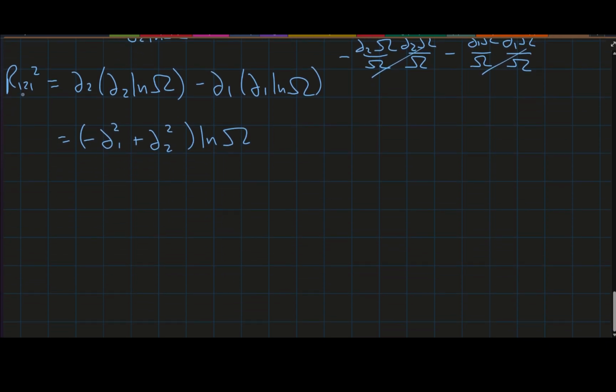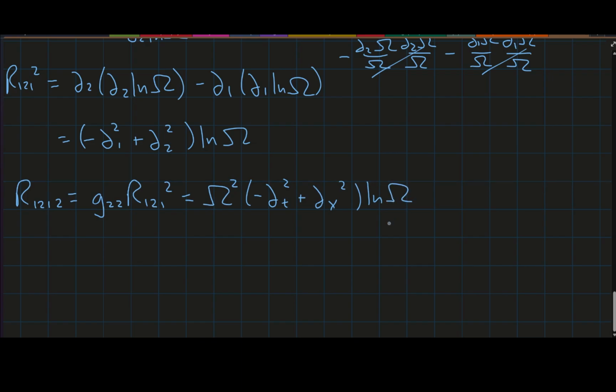If we want to think about this in a lowered form though, for comparison later, it'll be easier if we lower it. We're going to want our R 1, 2, 1, 2, and this is going to simply be G 2, 2 times R 1, 2, 1, 2. And since we know G 2, 2 is just that omega squared, finally we get that this is omega squared times minus del t squared plus del x squared acting on ln omega.